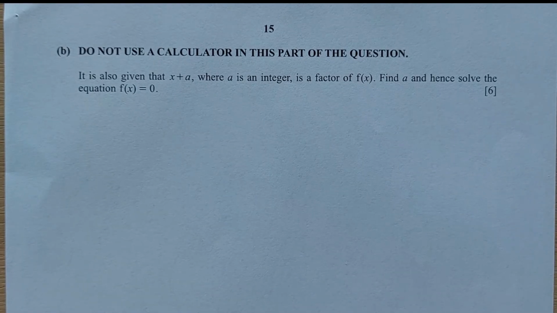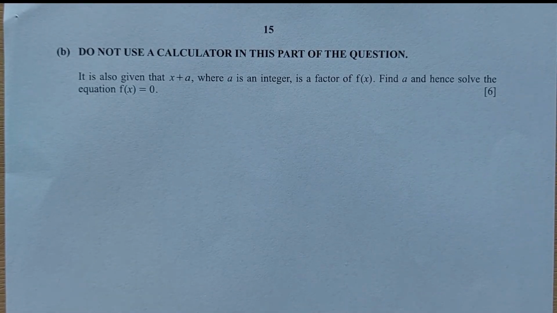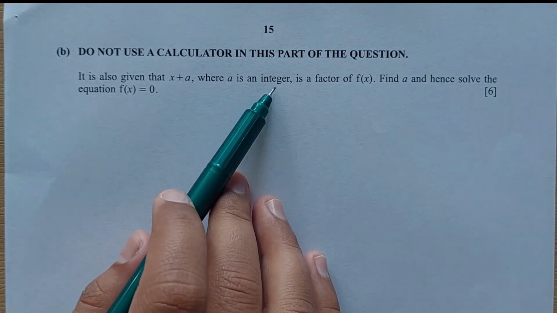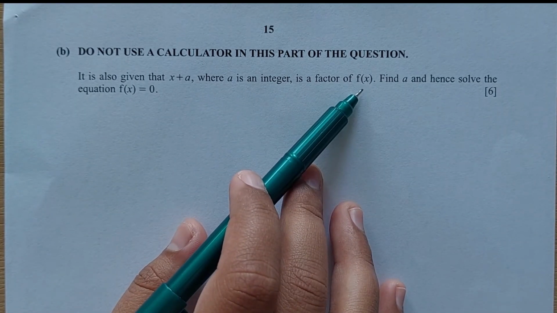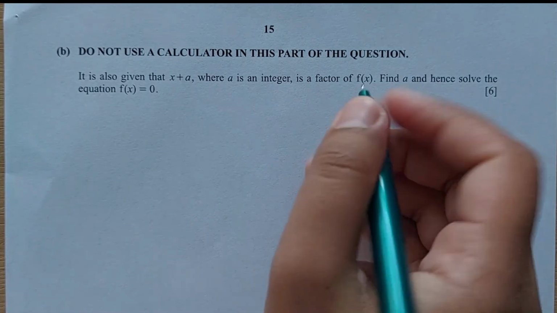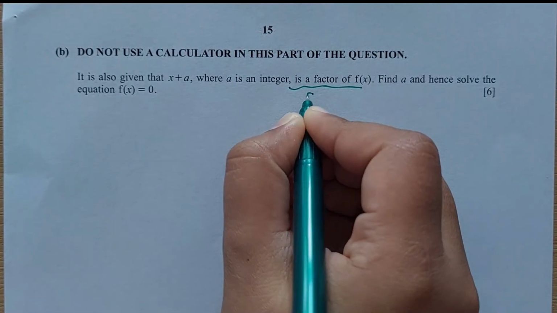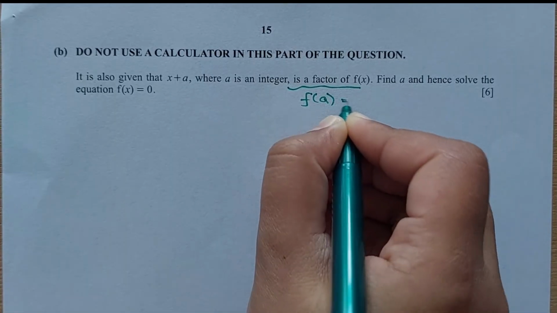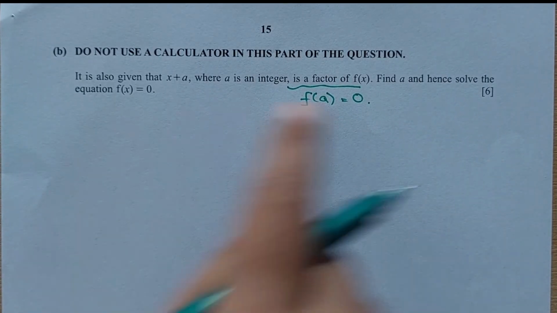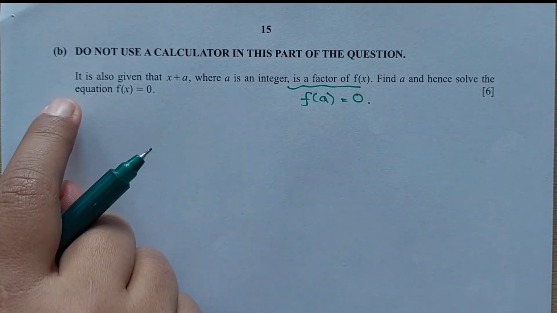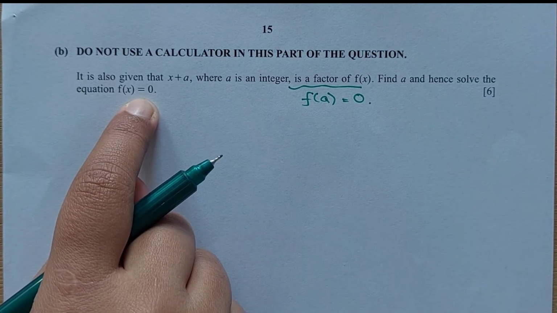Now for part B, do not use a calculator in this part of the question. It is also given that x plus a, where a is an integer, is a factor of f of x. Find a. When it is a factor of f of x, it means f of a equals 0. Right. Find a and hence solve the equation f of x equals 0. Okay.